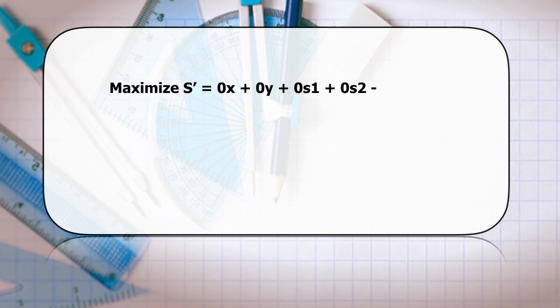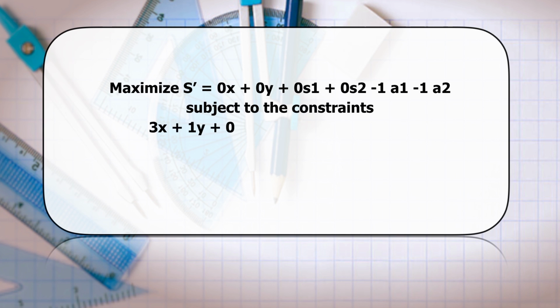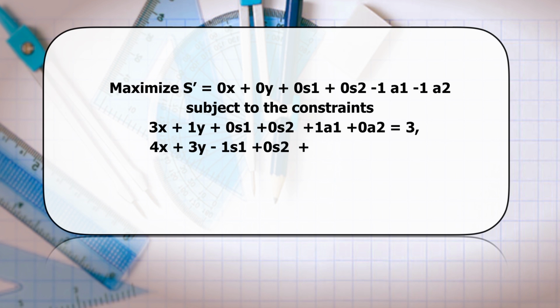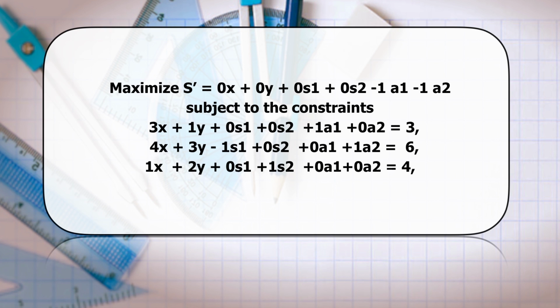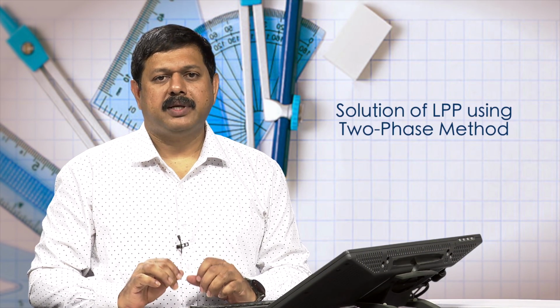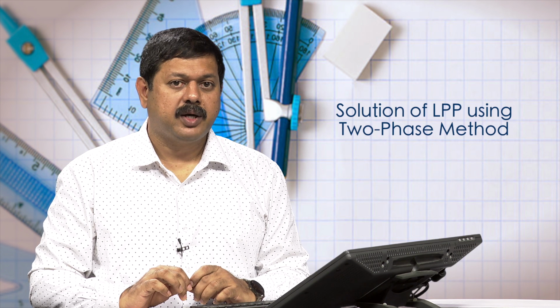Maximize s' = 0x + 0y + 0s1 + 0s2 - 1a1 - 1a2 subject to the constraints 3x + 1y + 0s1 + 0s2 + 1a1 + 0a2 = 3, 4x + 3y - 1s1 + 0s2 + 0a1 + 1a2 = 6, 1x + 2y + 0s1 + 1s2 + 0a1 + 0a2 = 4, where x, y, s1, s2, a1, a2 are greater than or equal to 0. The initial simplex table, or the first simplex table, for the phase 1 problem is shown here.